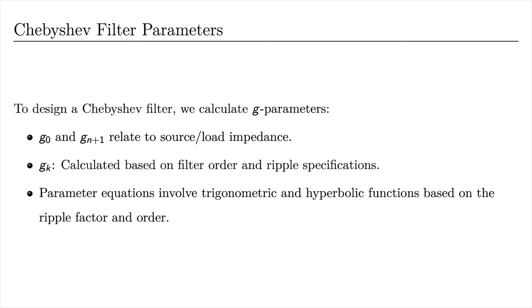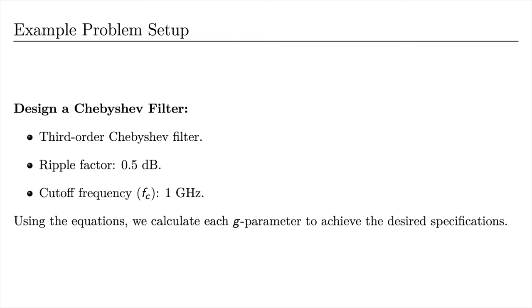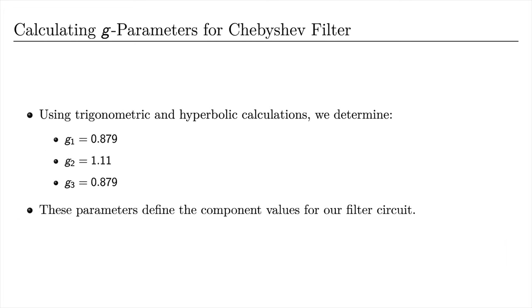In this example, we set up the design of a third-order Chebyshev filter with a ripple factor of 0.5 dB and a cutoff frequency of 1 GHz. Using design equations, we calculate the necessary g parameters to meet these specifications. Through trigonometric and hyperbolic calculations, we determine that g1 equals 0.879, g2 equals 1.11, g3 equals 0.879. These values define the component values necessary for constructing our filter circuit.